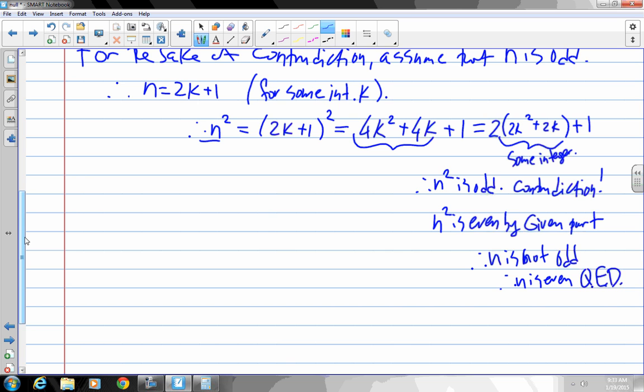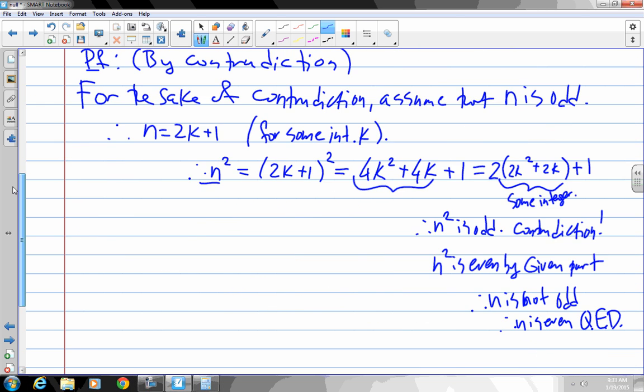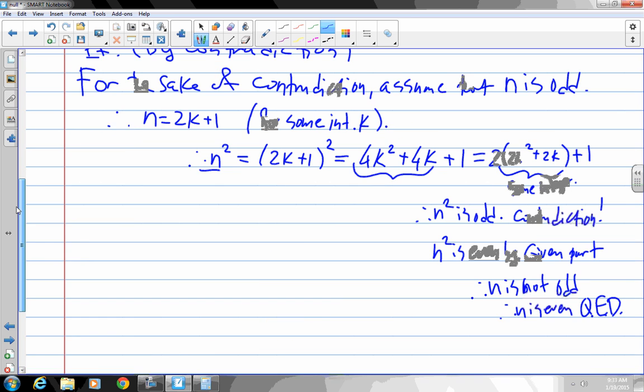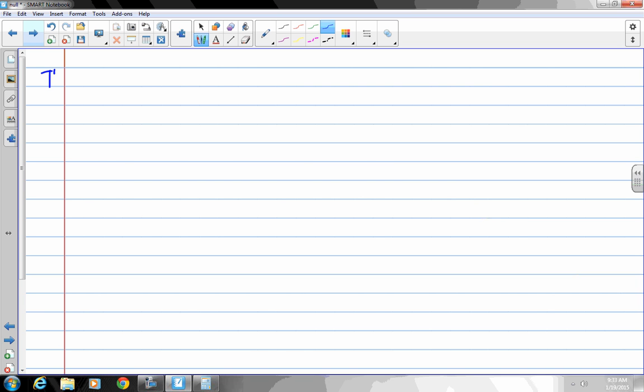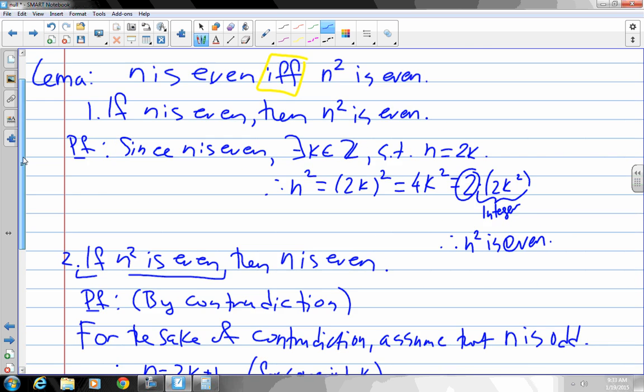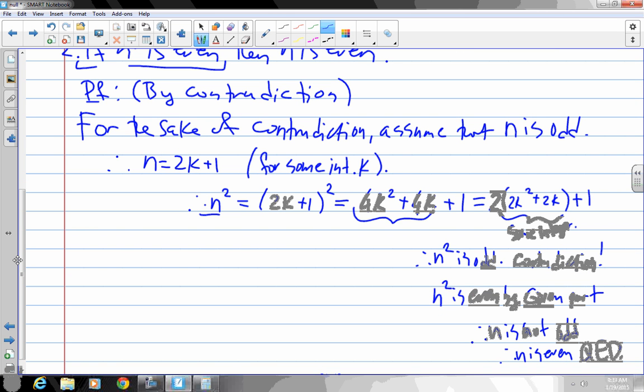All right. So we're going to need this result, this little lemma, in order to prove that square root of 2 is irrational. So again, in order for me to prove that square root of 2 is irrational, I'm going to do it by contradiction. Because again, every real number is either rational or irrational.